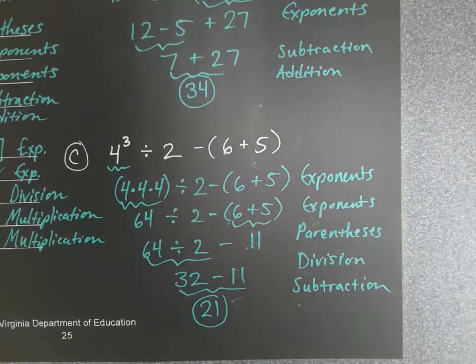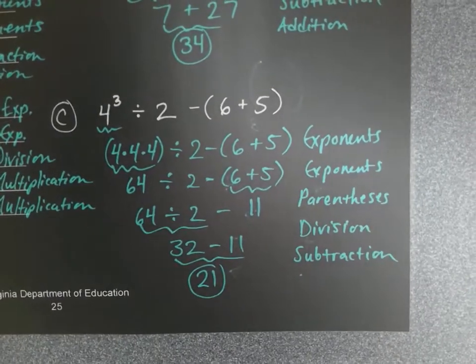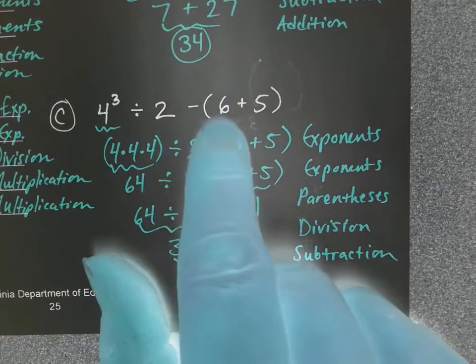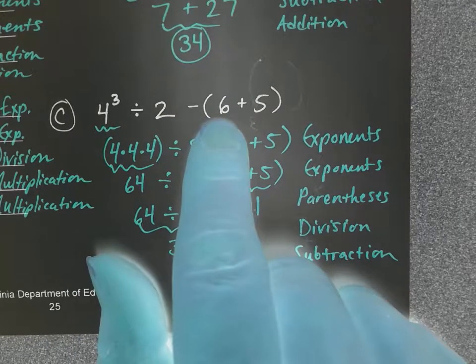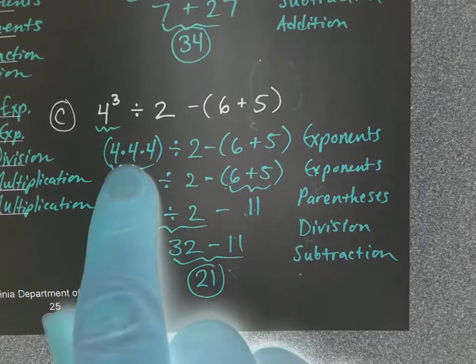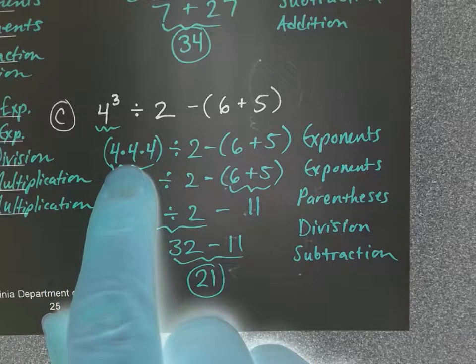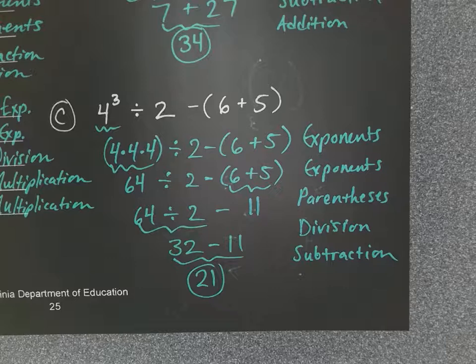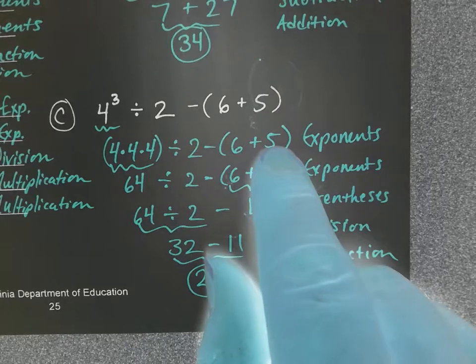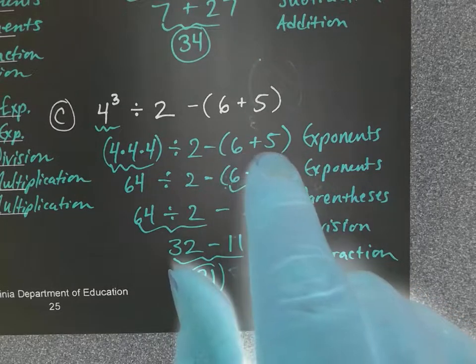Last, part C. Looks like we have 4 cubed divided by 2 minus the quantity of 6 plus 5. So just giving you an opportunity to see how to read this. First thing I had to do, expand my exponents. Actually, I didn't have to do that first, and I did. I forgot to use grouping symbols first. Good thing it didn't go wrong. So maybe you decided to use parentheses first.